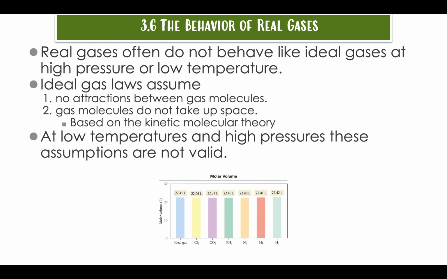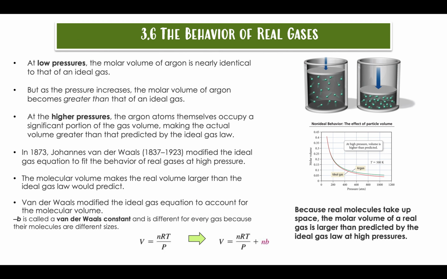The ideal gas laws assume that there are no attractions between the gas molecules, that there are no intermolecular forces between those gas molecules, and that the gas molecules do not take up space. They assume that there is little to no volume in those gas molecules, and this is based on the kinetic molecular theory, which we talked about last time. But at low temperatures and high pressures, these assumptions are not valid.